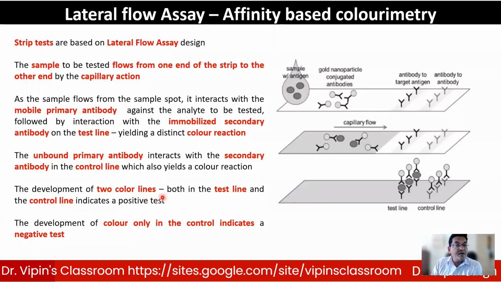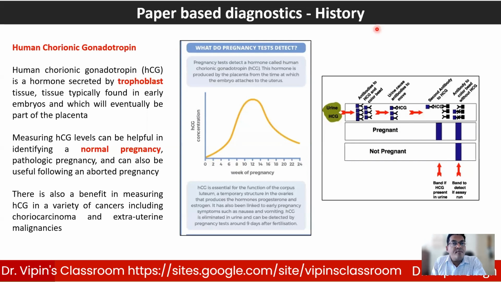The development of two color lines, both in the test line and the control line, indicates a positive test, right? The development of color only in the control indicates a negative test. So positive and negative must be very clear. The most common paper strip test, or the most common lateral flow assay test that we've used, this is called human pregnancy test, right? And the analyte you're testing for is the hormone called human chorionic gonadotropin.